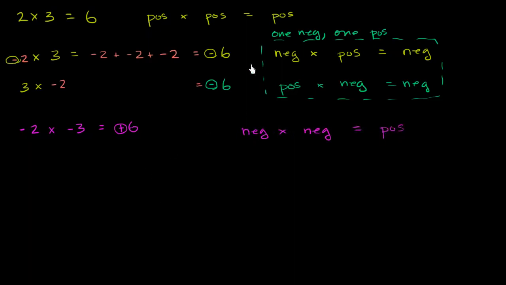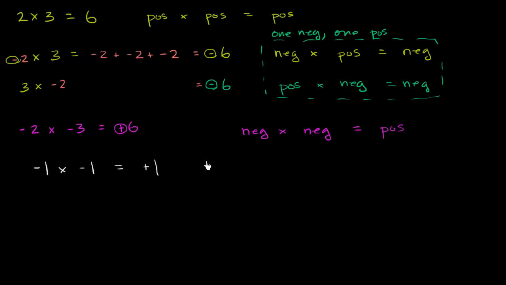Now with these out of the way, let's just do a bunch of examples, and I encourage you to try them out before I do them. Pause the video, try them out, and see if you get the same answer. So let's try negative 1 times negative 1. Well, 1 times 1 would be 1, and we have a negative times a negative. They cancel out. A negative times a negative gives me a positive, so this is going to be positive 1. I could just write 1, or I could literally write a plus sign there to emphasize that this is a positive 1.